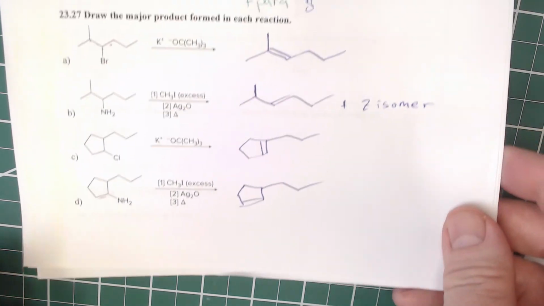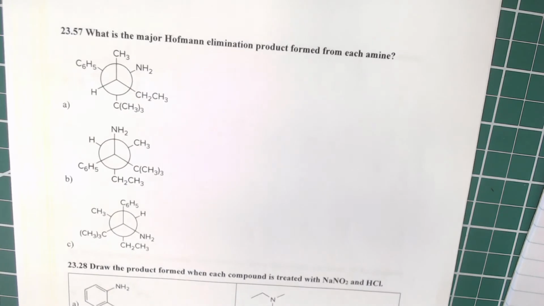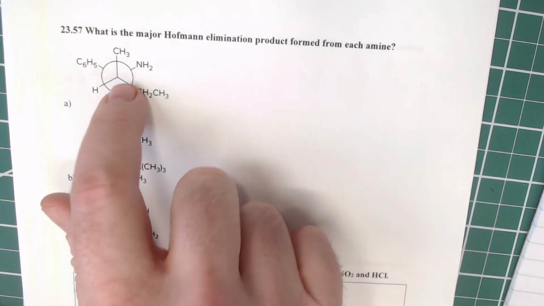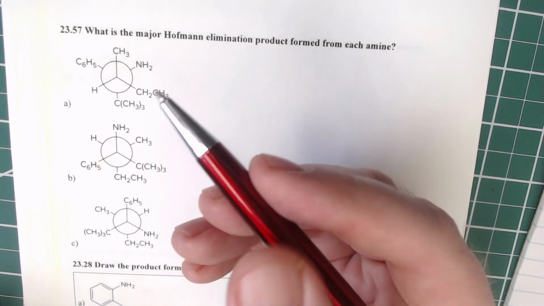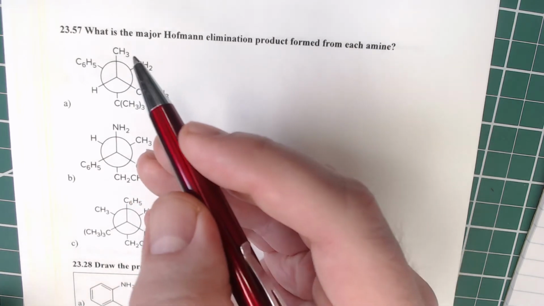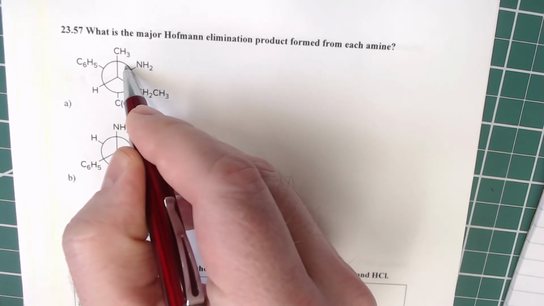All right, for the next part of this, we're going to look at number 57. And on this one, the regiochemistry is already determined for us. We're going to eliminate down the carbon-carbon bond that represents the front carbon in this Newman projection and the back carbon in this Newman projection. And the hydrogen and the NH2 have to be opposite each other for this particular elimination. So we're going to eliminate across this carbon-carbon bond.